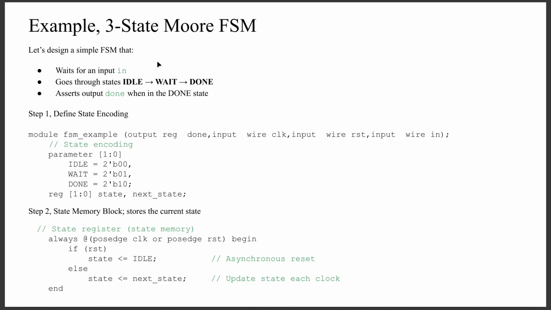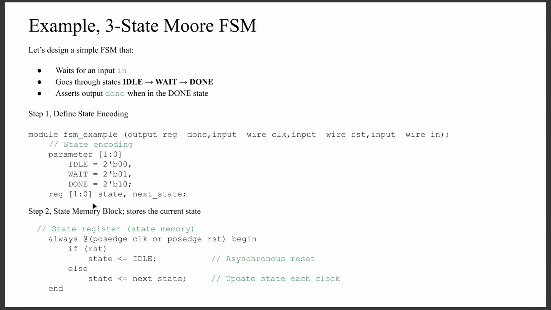Let's design a simple FSM that waits for an input in, goes through states idle, wait, and done, and asserts output done when in the done state. So define the state encoding. We declare a module called FSM example with a done output, a clock input, a reset input, and an input in. First we declare our states. We declare a 2-bit parameter, and idle is set to 0, wait is 1, and done is 2. Next we declare 2-bit registers called state and next state.